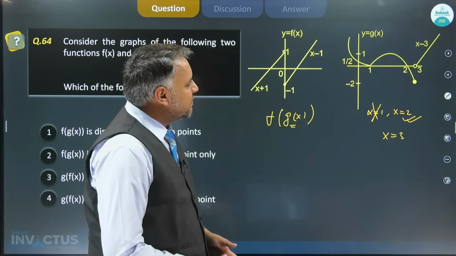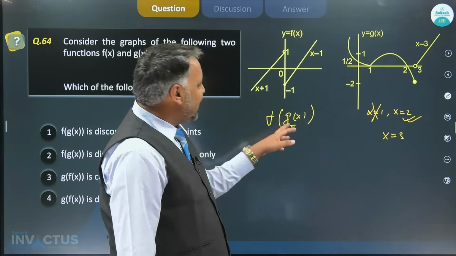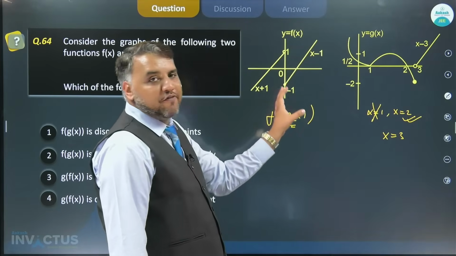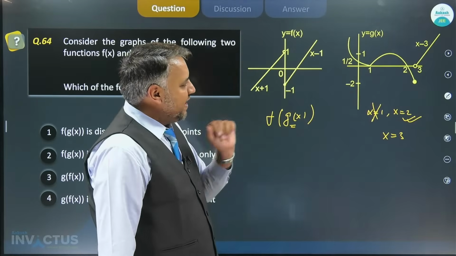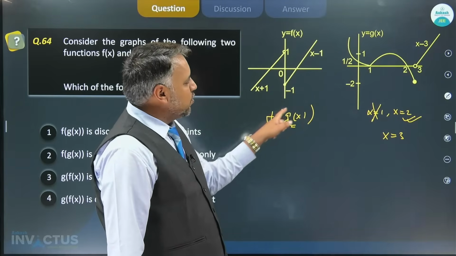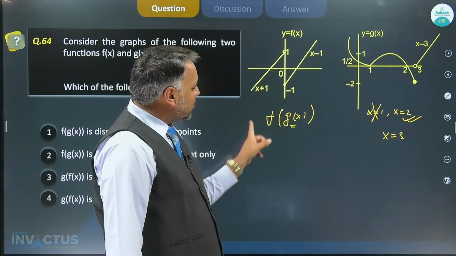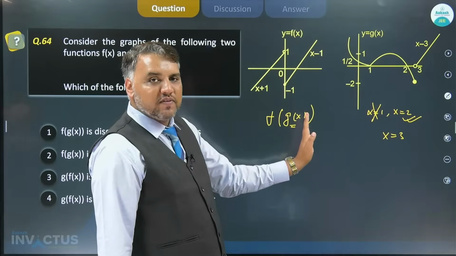Now similarly, let's talk about x = 3. So at x = 3, again g(x) is discontinuous, but we have to check the overall f(g(x)). When x approaches 3 from the right, when x approaches from 3 positive, then g(x) approaches 0 from the right-hand side, and so this output will be approaching -1. So the right-hand limit is -1.